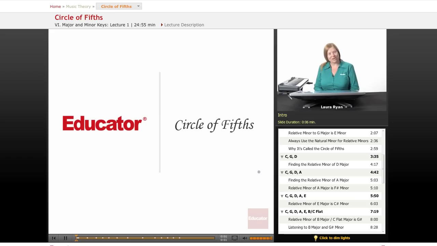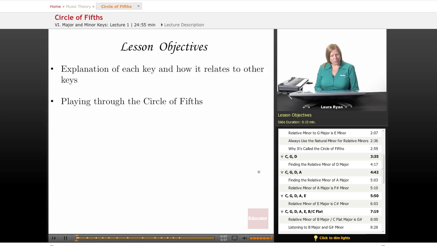Welcome back to Educator.com. Today's lesson will be on the circle of fifths. So our lesson objectives will be basically drawing the circle of fifths, understanding how each key relates to every other key, and playing through the circle of fifths on the keyboard.